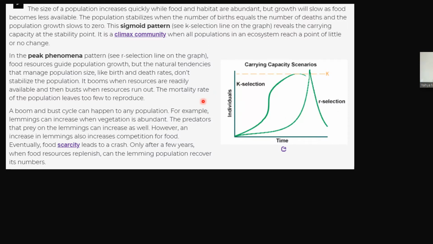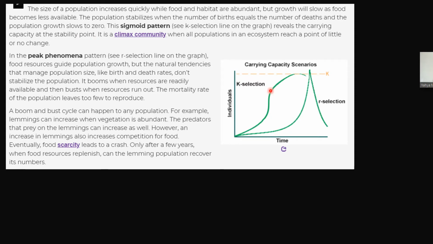So the R selection and K selection, again, the graphs are shown here. R selection is usually more like rabbits and stuff like that. K selection is usually more complex kind of organisms. So when we look at these graphs, on the left we have the sigmoid pattern, also known as K selection, like this. This reveals that the carrying capacity, the sigmoid pattern reveals the carrying capacity at the stability point.